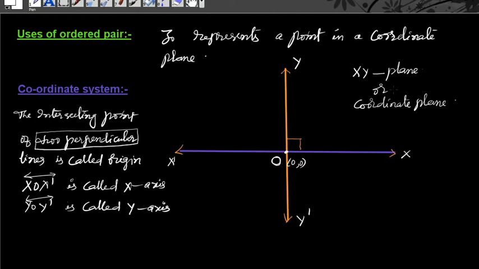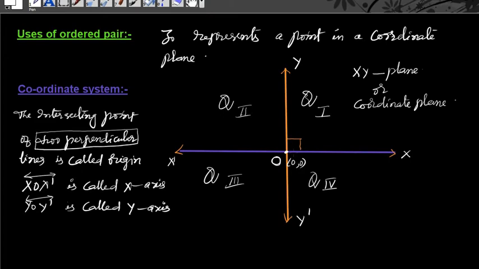Observe here, these two axes divide the plane into how many parts? This is part 1, this is part 2, this is part 3, this is part 4. So these two perpendicular lines divide a plane into 4 equal parts. Each part is called a quadrant. What is the first letter of quadrant? Q. So this is called quadrant 1, this is quadrant 2, this is quadrant 3, and this one is quadrant 4.